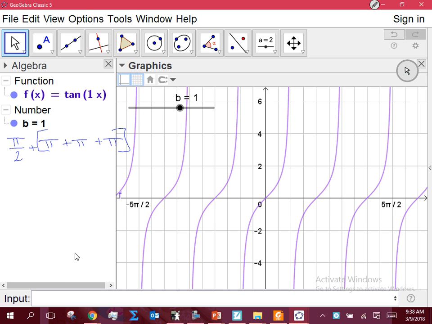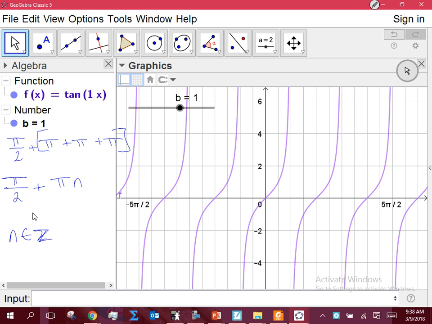Say it again. N times pi. That's perfectly fine. N times pi. So I have pi over 2 plus pi times n, okay? But n cannot be like 1.5 or 5/2 or 2/3. We want n to be an integer. Does that make sense?